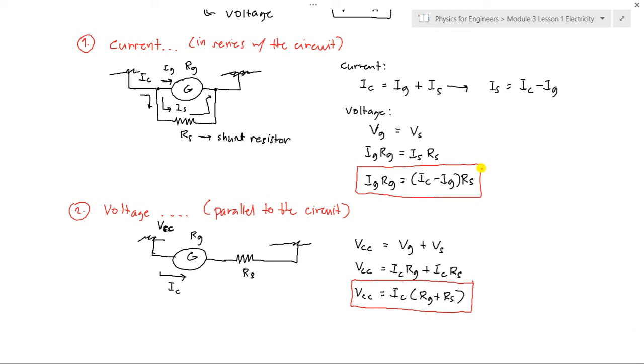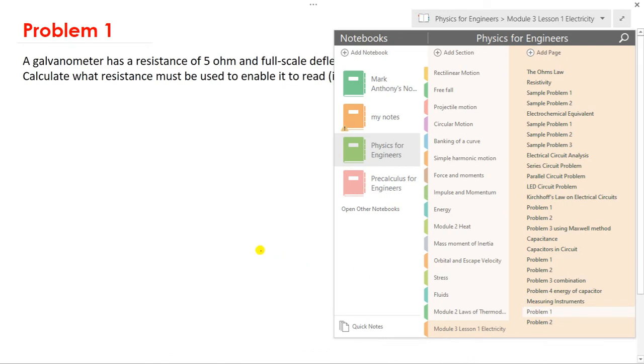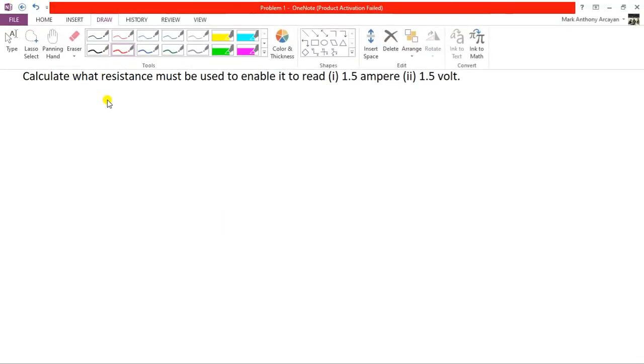If you measure current, the shunt is in parallel with the galvanometer. If you measure voltage, the shunt is in series. Okay, let's solve some examples. Here it states that a galvanometer has a resistance of 5 ohms and full scale deflection is produced by 15 milliamps. Calculate what resistance must be used to enable it to read 1.5 ampere and 1.5 volts.